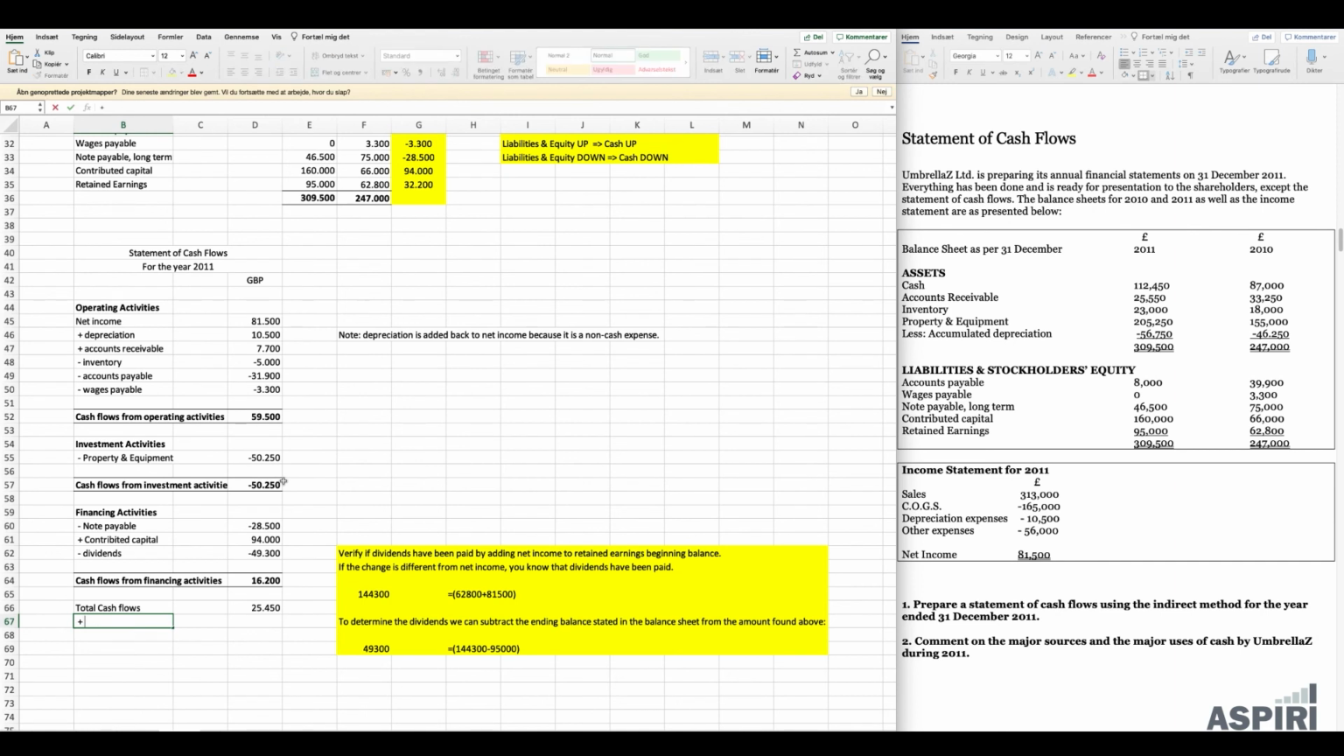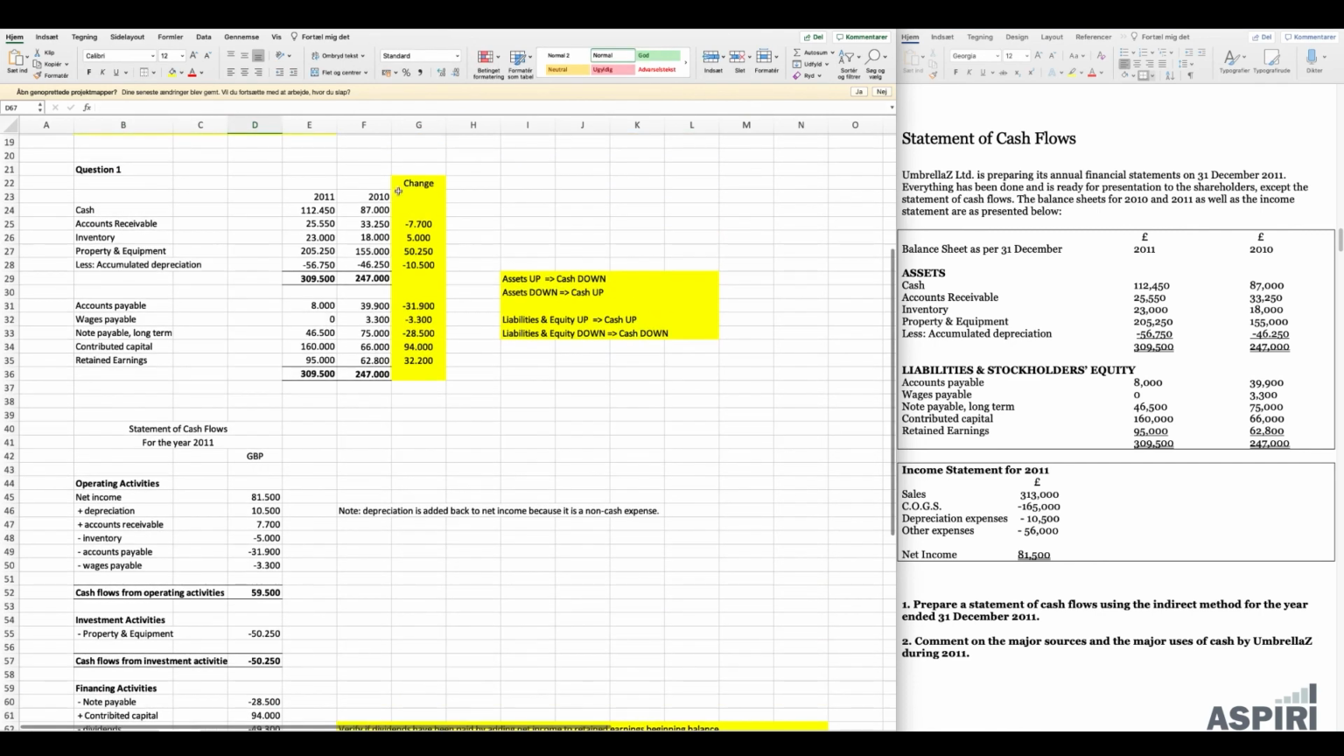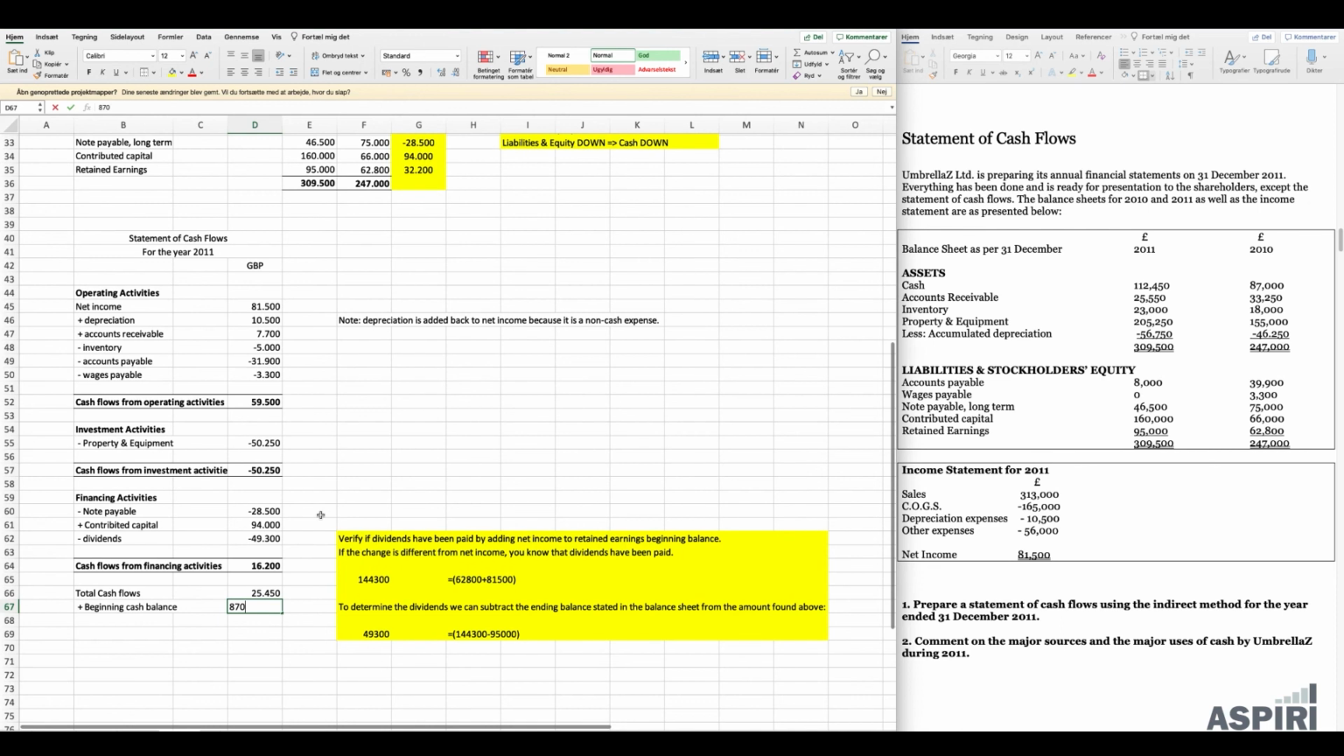But what you want to do if you want to make this perfect and complete is that you add the beginning balance. So maybe just beginning cash balance like this, which we can find by looking in the balance sheet here, 87,000. That is also what is stated in the text here. So we add 87,000, and then we have the ending balance, ending cash balance to be more specific, which is these two added together. Now, if we have done this correctly, you'll want to notice that this ending cash balance should be equal to the ending balance stated in the balance sheet.